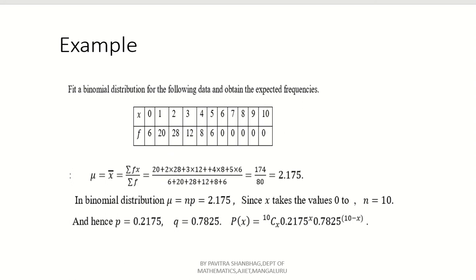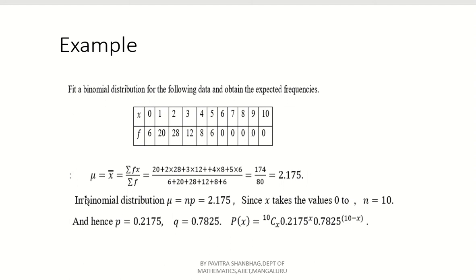Now the last problem under binomial distribution. Fit a binomial distribution for the following data and obtain the expected frequencies. Okay, x is given as 0, 1, 2, 3, 4, 5, 6, 7, 8, 9, 10, and f is given as 6, 20, 28, 12, 8, 6, 0, 0, 0, 0.